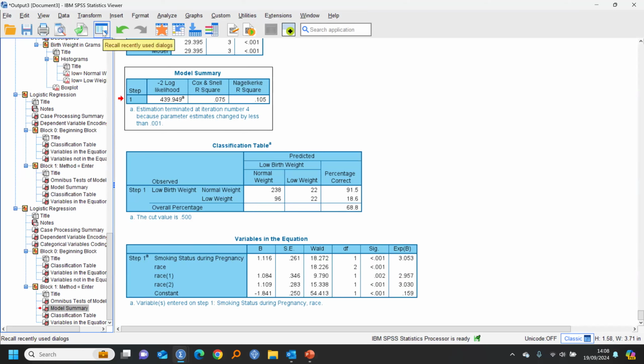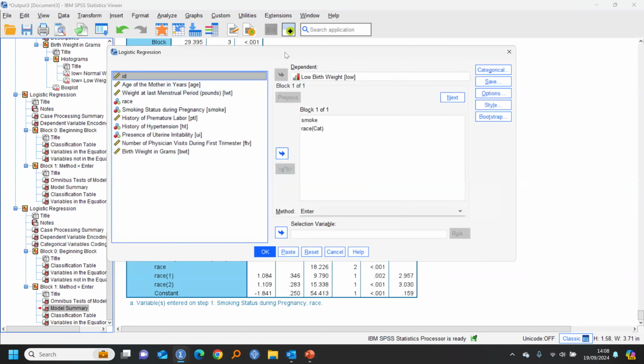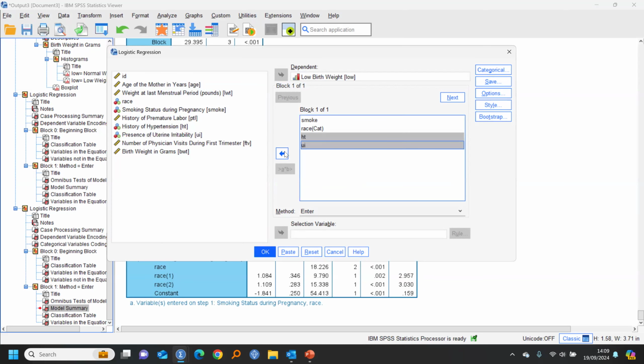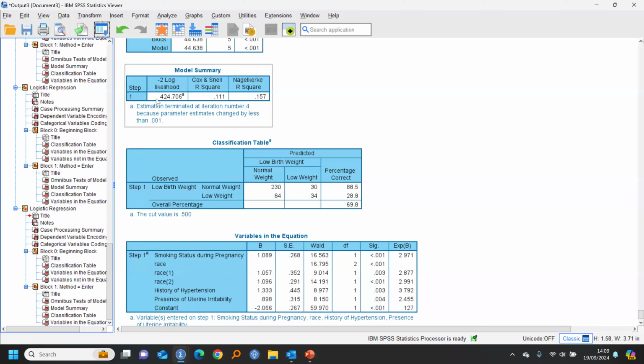That's how we can add in a category field, by paying attention to what the reference category is. In this case, the reference category is whether or not people are white. And then we can add in other factors here, like whether or not they have a history of hypertension, whether or not there's a presence of uterine irritability. We can add those in. And the values are going up, the -2 log likelihood value is going down, so the fit is increasing. It's a little bit better this time.